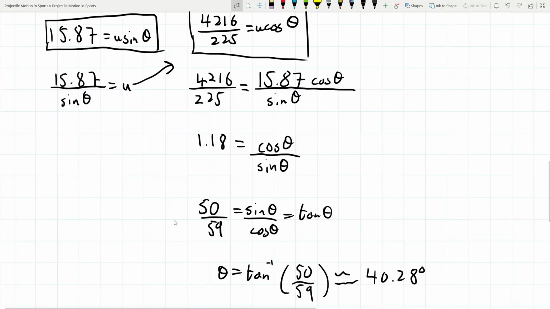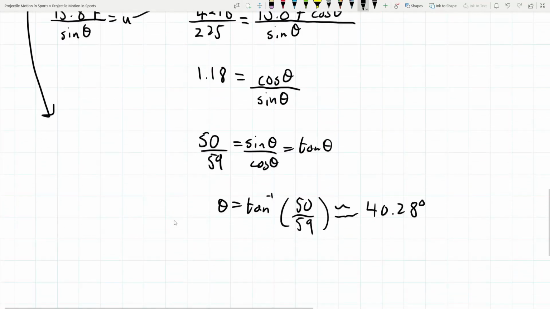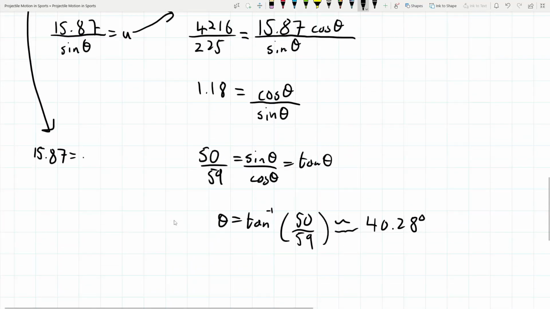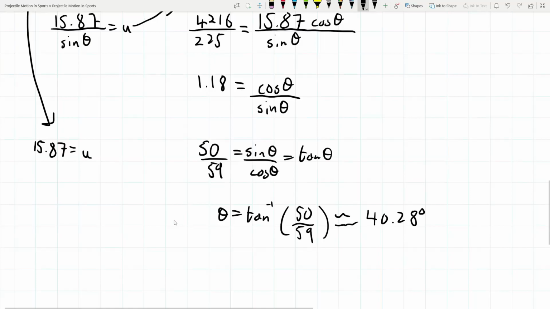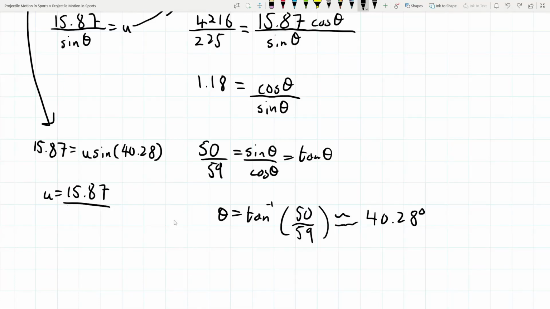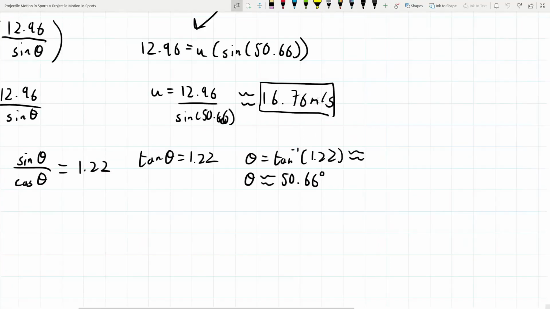I'm going to take this one, because there's no fraction. 15.87 equals u times sine theta. So sine of, we know it's about 40.28. So it means u equals 15.87 over sine of 40.28, which is approximately equal to 24.55 meters per second. So it's actually faster than last time. Last time we calculated about 17 meters per second, so this is way higher.